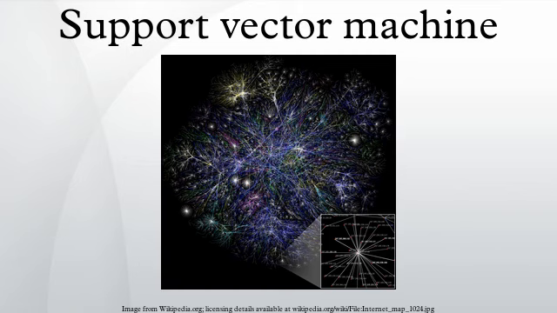The hyperplanes in the higher dimensional space are defined as the set of points whose dot product with a vector in that space is constant. The vectors defining the hyperplanes can be chosen to be linear combinations with parameters of images of feature vectors that occur in the database. With this choice of a hyperplane, the points in the feature space that are mapped into the hyperplane are defined by the relation. Note that if the kernel becomes small as y grows further away from x, each term in the sum measures the degree of closeness of the test point to the corresponding database point.